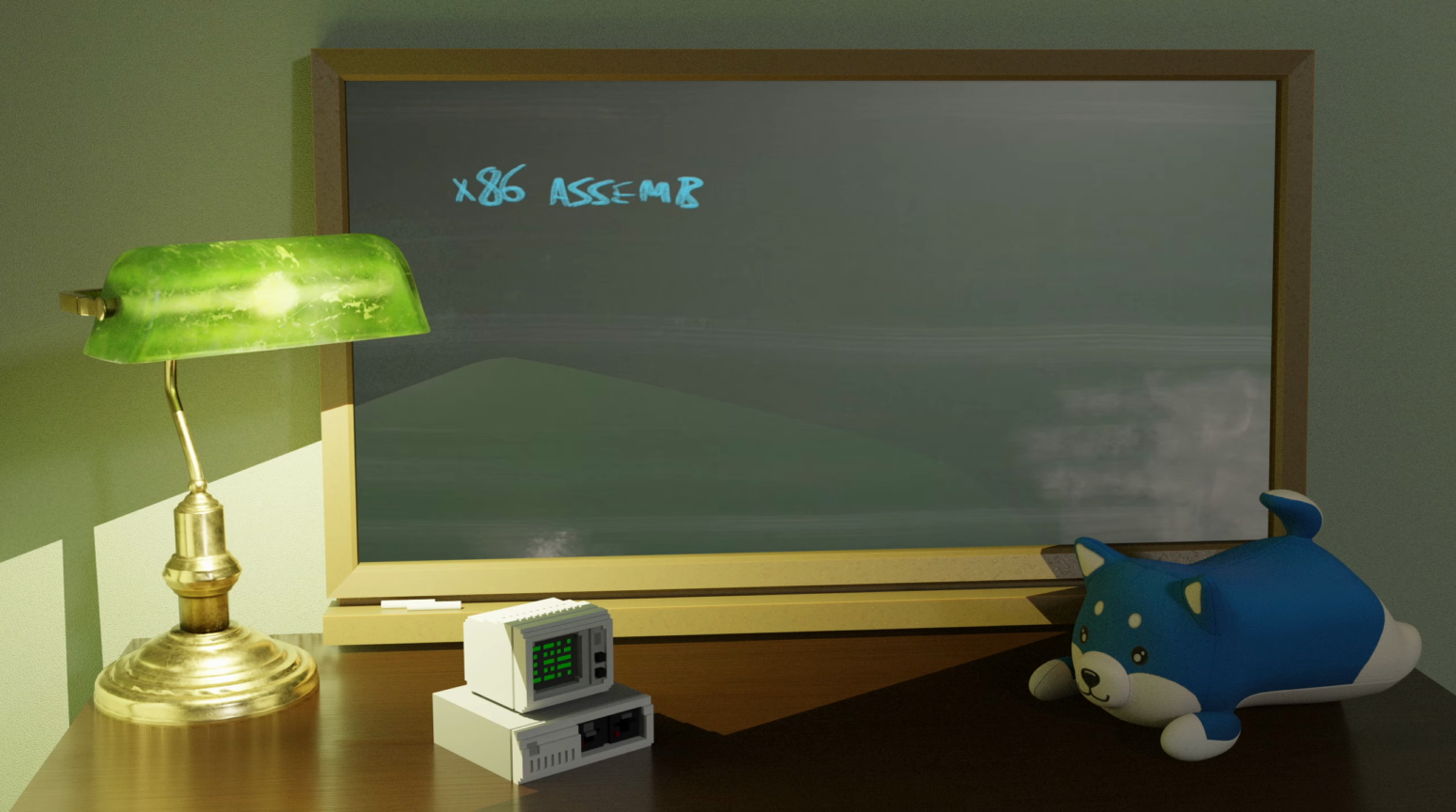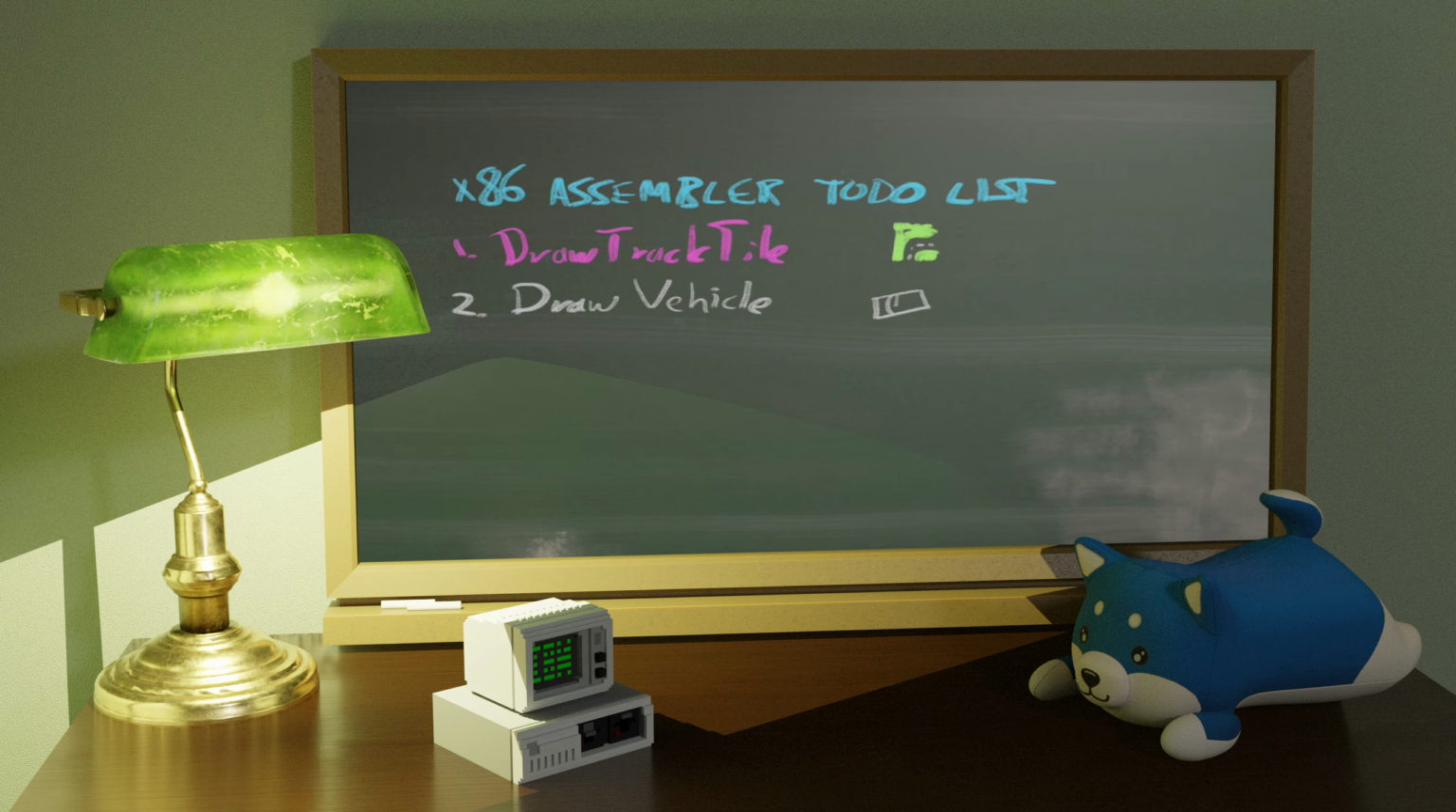I will need 4 routines for this. Draw track tile, to handle translating and drawing the track tiles. Draw vehicle, to draw the masked car sprite. Draw vehicle shadow, to draw the car shadow used for jumps. And then, because all of this will still be invisible, blit, to copy the back buffer to the screen.